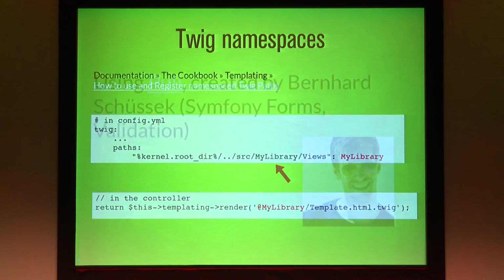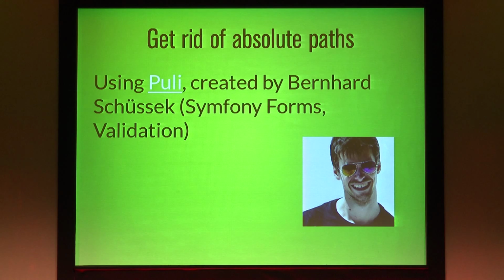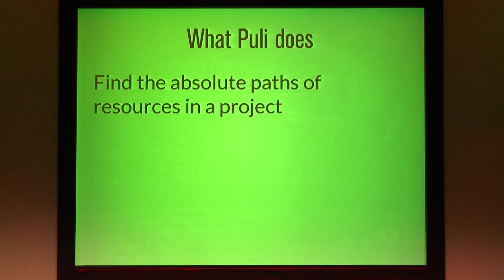We have to get rid of absolute paths. And there is one great idea, and in fact it has been implemented already. It's by Bernhard Schussek. He created forms and validation, and I think many other parts of Symfony. Just a very productive developer. I really admire his work. Well, the thing he created is called Puli, and well, it's a really nice name. But it allows you to find the absolute path of resources in a project. So wherever a resource is located, Puli will resolve its actual location for you, and you can still use some kind of a relative path.